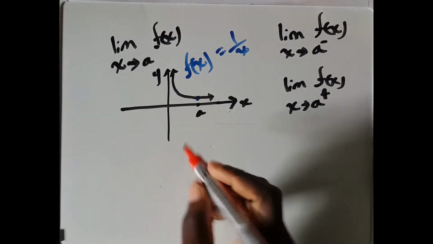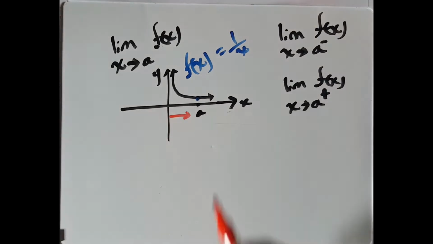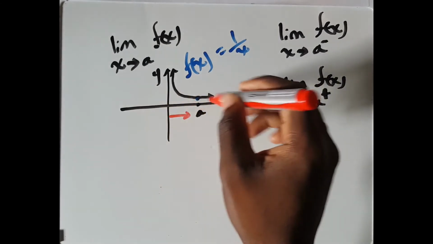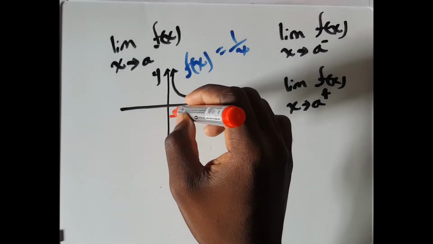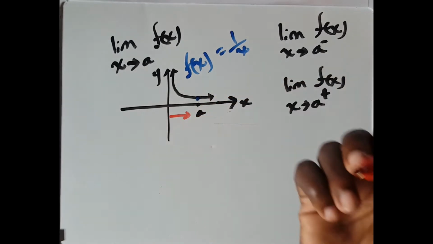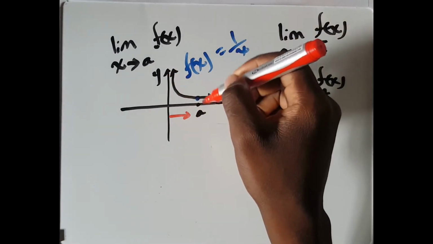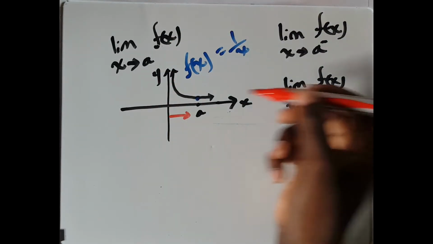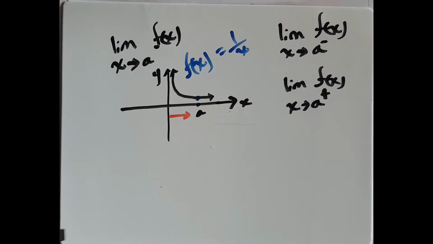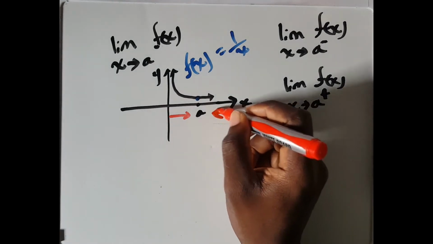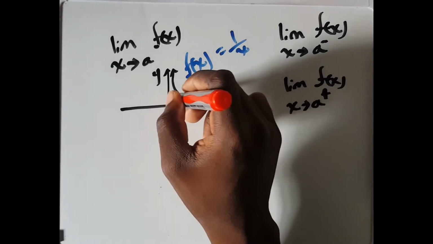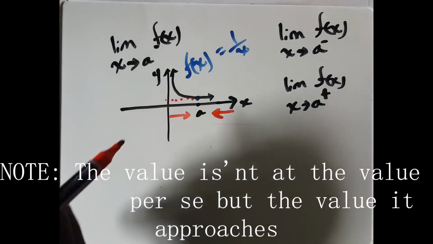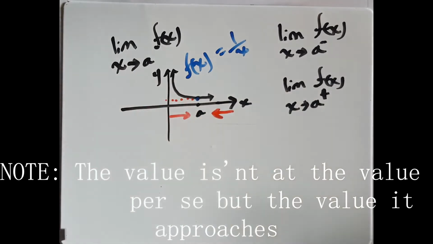So I'm approaching from the left. A is a value here, so I'm starting from 0 and going up to a, whatever value a is. As I go up towards a, my graph comes closer and closer to 0 on the y-axis. And if I approach it from the right, the same thing happens. The same point corresponds to it on the y-axis. So your limit will be whatever value is here.